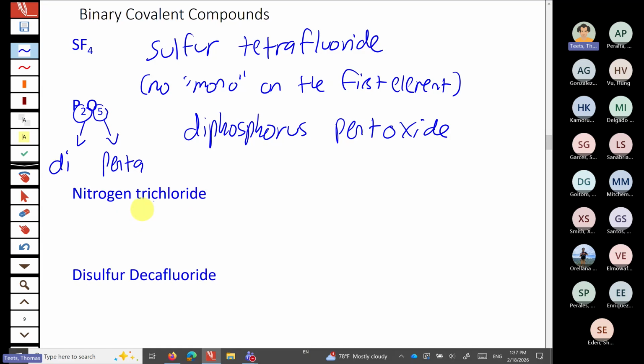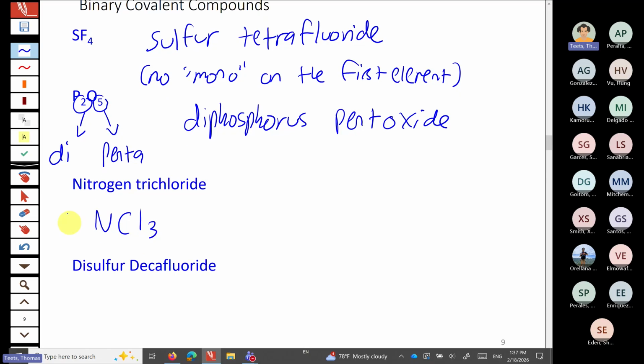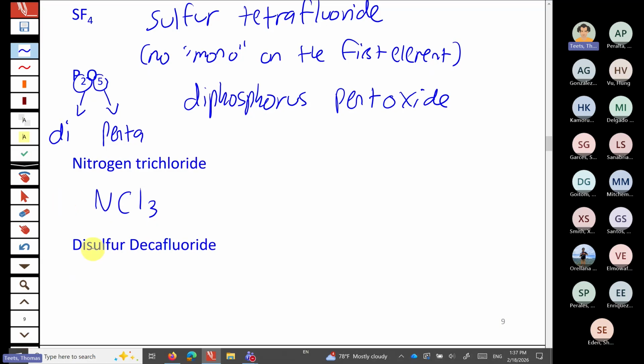I think naming from a formula is even easier because you just need to know the symbols and the prefixes. So nitrogen trichloride: nitrogen is N, chlorine is Cl, tri means 3, so NCl3. Pretty straightforward to go from name to formula. And then disulfur decafluoride. Di means 2, sulfur is S, fluoride F, deca means 10, so S2F10. And again, you would write this exactly as S2F10. You wouldn't try to reduce it to SF5 or anything like that. Keep it exactly as it is for a covalent compound. There's no simplification needed for those.